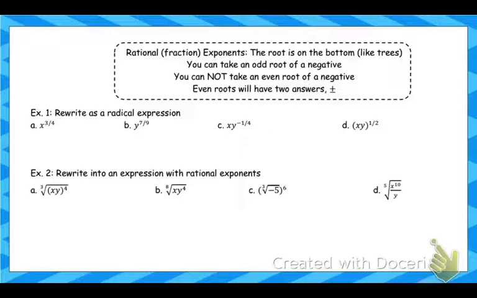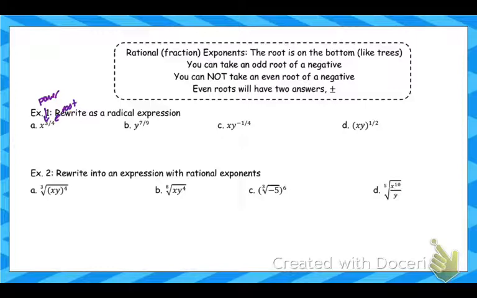The way it works, whenever you have a rational exponent, the bottom number of that fraction is the root that you are taking. The top number of that fraction is the power that you are raising to. And kind of the easy way to remember is that, think about trees. Trees have roots, and the roots are at the bottom, okay? So the root is the bottom number.